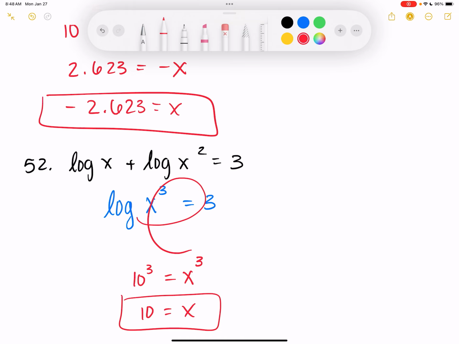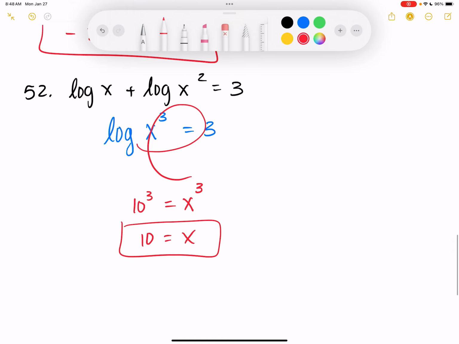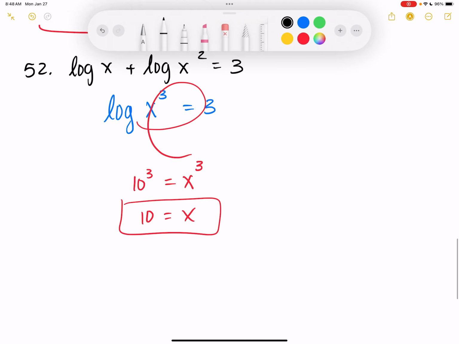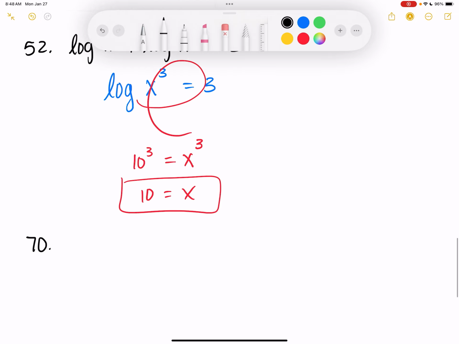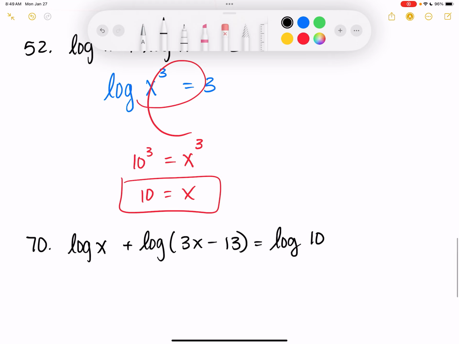All right, I want to show you something on these next two. They're not ones that you need to stress about as much. I'm not going to say you aren't going to have one, but I just want you to mainly see them. So I've got the log of x plus the log of 3x minus 13 equals the log of 10.